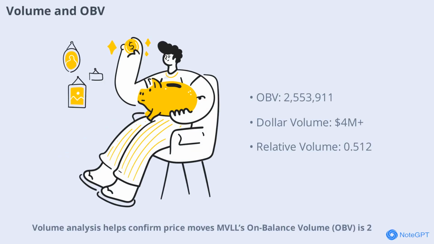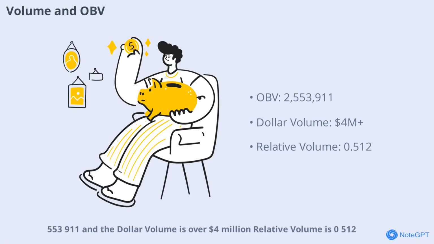Volume analysis helps confirm price moves. MVLL's on-balance volume (OBV) is 2,553,911, and the dollar volume is over $4 million. Relative volume is 0.512, indicating that trading activity is slightly below average. Volume growth rate is 1.26, showing a modest uptick. These figures suggest that while there's been some recent buying interest, overall participation remains moderate. Let's look at trend strength next.